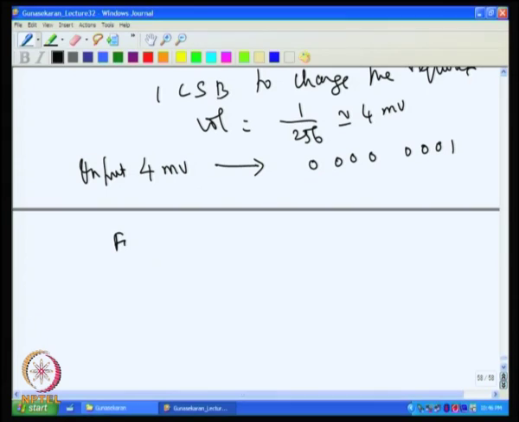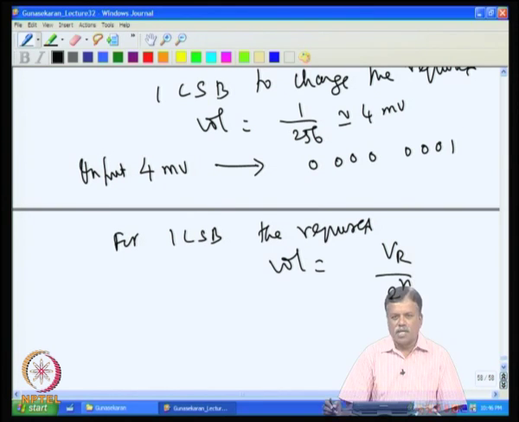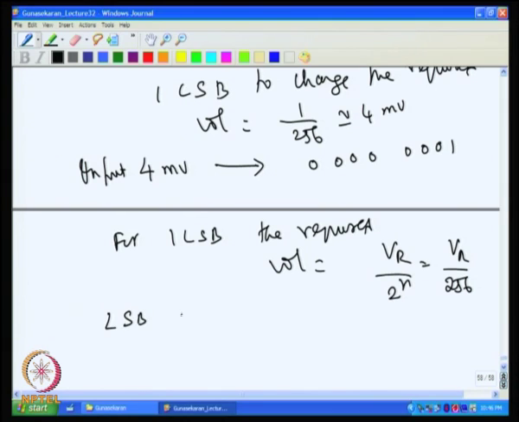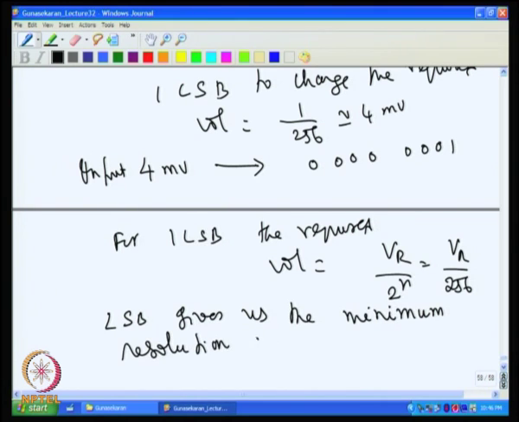For 1 LSB, the required voltage is V reference divided by 2 power n, where n is the number of bits. So if it is an 8 bit converter, then it is V reference divided by 256. So the 1 LSB value tells us the minimum resolution that we can get using this converter.